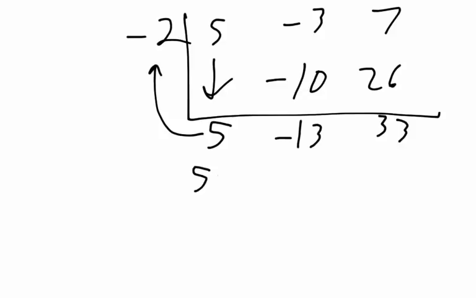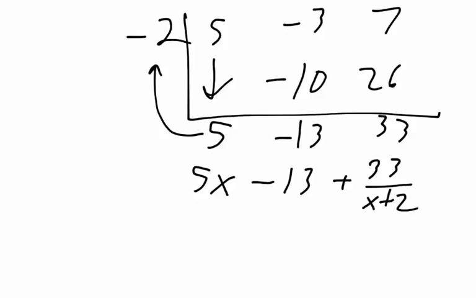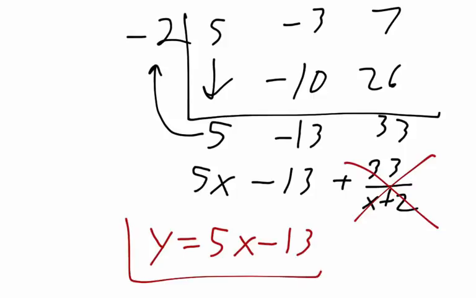So when I write this answer out, I got 5x minus 13, and then the proper way to write it is to say plus 33 over x plus 2. But because I want the slant asymptote, I really don't need this, and the slant asymptote will simply be y equals 5x minus 13, because all this remainder says is that we are always going to be a little bit over or a little bit under depending on what x equals.